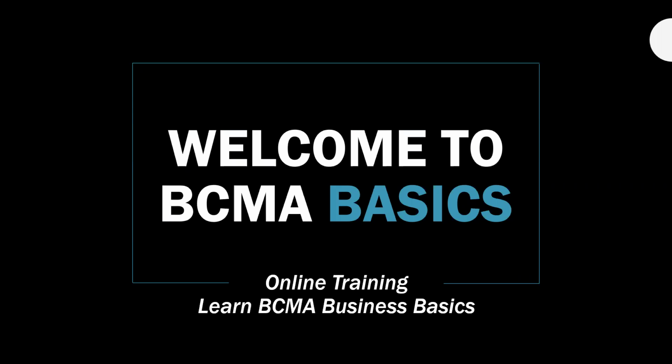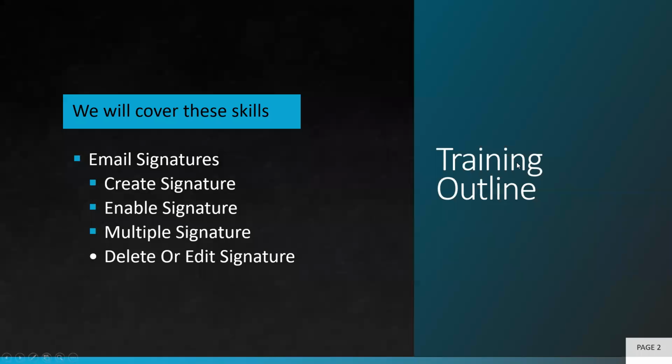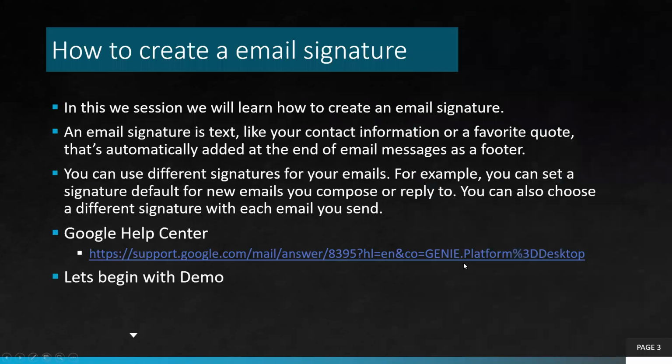Welcome back to another session of BCMA Basics, the online training. In this session, we are going to learn how to set up email signatures. And in that, we will try to see how to create a signature, then how do you enable it, and you can have multiple signatures, and you can also learn how to delete or edit signatures. So let's look at the next slide.